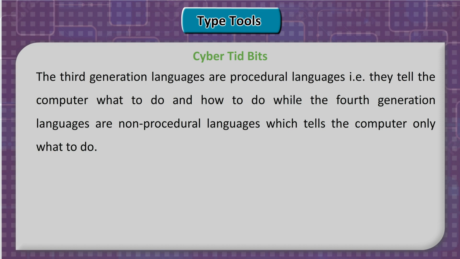Cyber tidbits. The third generation languages are procedural languages, i.e. they tell the computer what to do and how to do it, while the fourth generation languages are non-procedural languages which tell the computer only what to do.